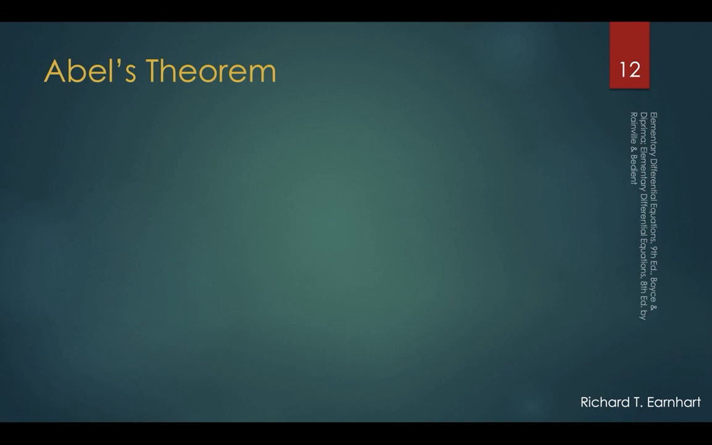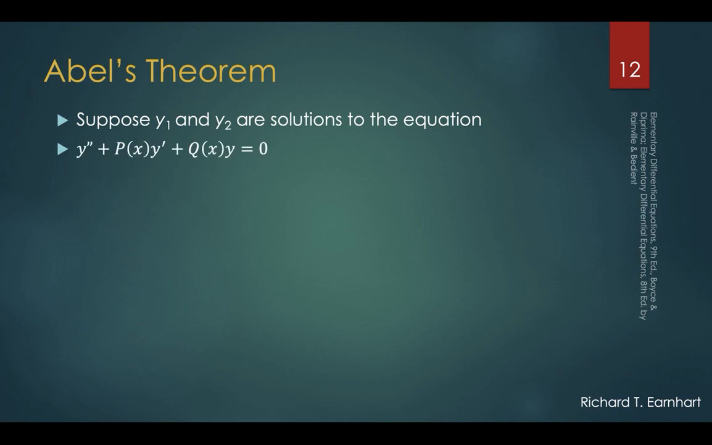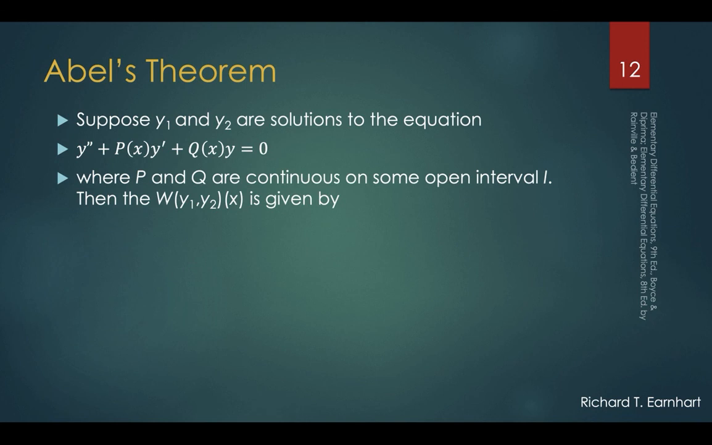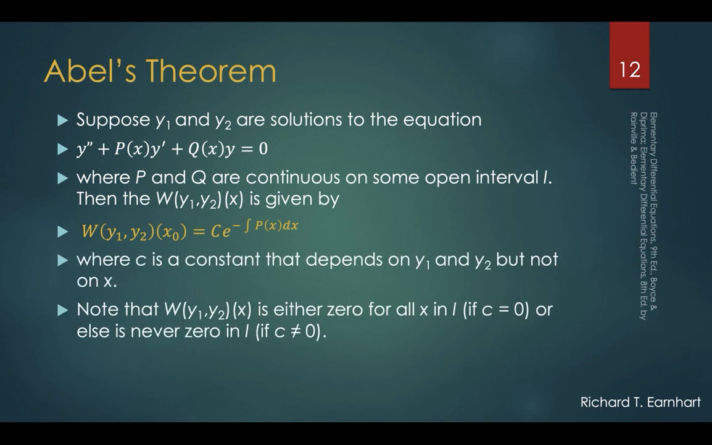Now let's have Abel's theorem. Suppose y1 and y2 are solutions to the equation, and P and Q are continuous on some open interval I. Then W is given by, so this is another way to get your Wronskian determinant using this integral definition. So c e to the negative integral of p of x dx. The integral here will be based on the coefficient of y prime, or your p. So c is a constant that depends on the two solutions y1 and y2, and definitely not on the value of x.